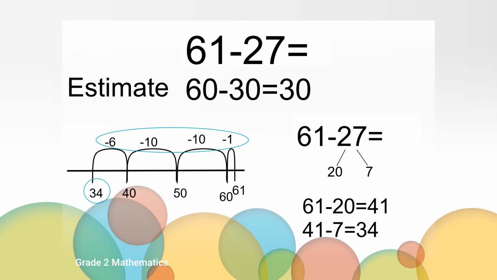But let's come back to our estimate. When we solved the number sentence, we got a difference of 34. That is pretty close to our estimate, just 4 away, so our answer is reasonable. If we solved this and got an answer of 46, would our answer be close to our estimate?